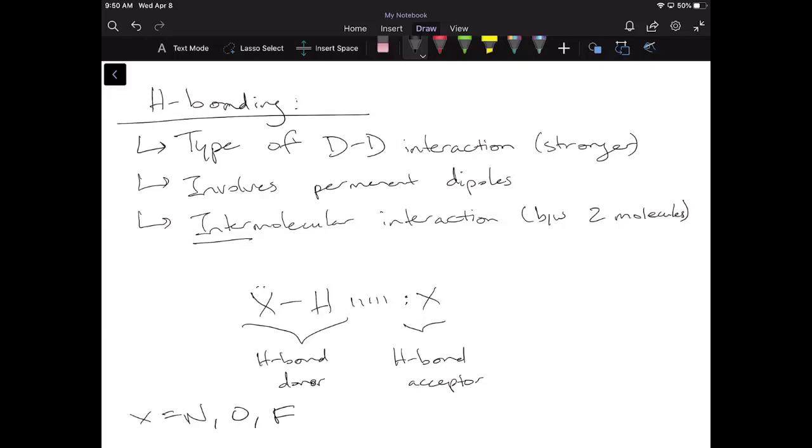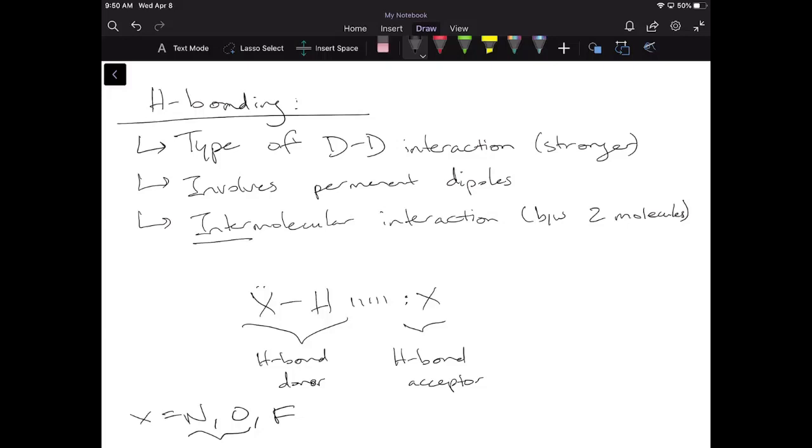The second thing you need is for the hydrogen to be directly connected to an electronegative atom. The electronegative atom has a partial negative charge because it can withdraw electron density, and because it withdraws electron density, it makes the hydrogen partially positive.